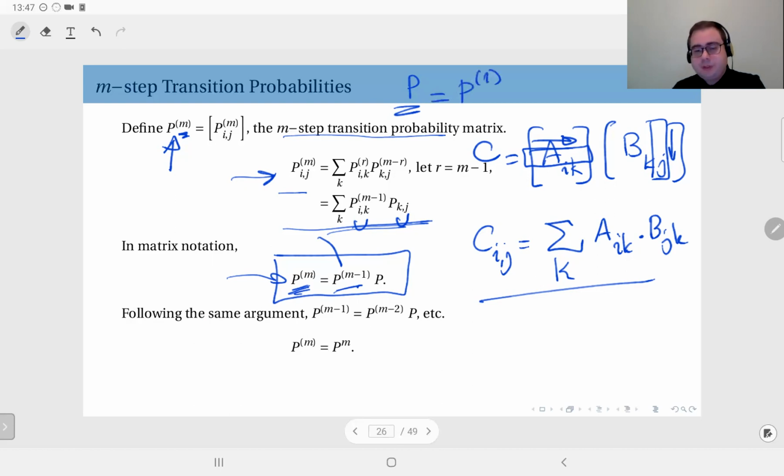Okay. If you continue this procedure like this, you will see that the m-step transition probability matrix, in fact, is equal to the m-th power of the one-step transition probability matrix. So in order to obtain the two-step transition probability matrix, you square the one-step transition probability matrix P. To obtain three-step transition probabilities, you take the cube, etc.